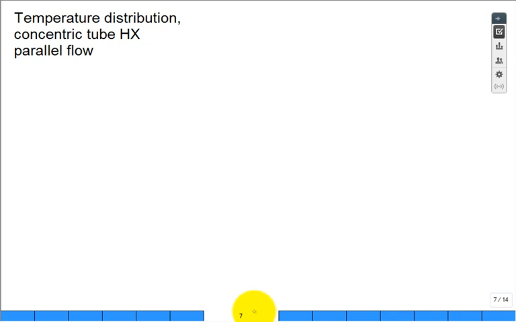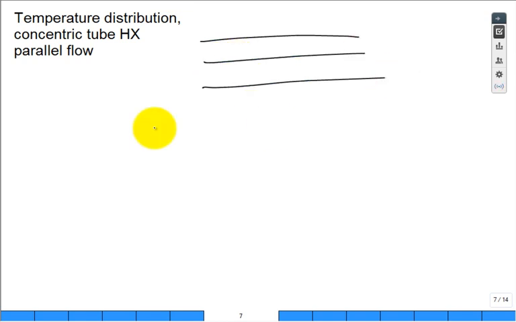So we have a temperature distribution in a concentric tube heat exchanger with parallel flow. The way I sketched the concentric tube is just to separate the hot fluid from the cold fluid. And so we're going to have parallel flow. You could have either parallel or counter flow in the concentric tube heat exchanger. If you have parallel flow, do you think that both of them flow in the same direction? You think that's it? And then counter flow, what's going to happen? One of them's going to go in the opposite direction. So this would be the temperature hot in. This would be the temperature hot out. This would be the temperature cold in. This would be the temperature cold out.